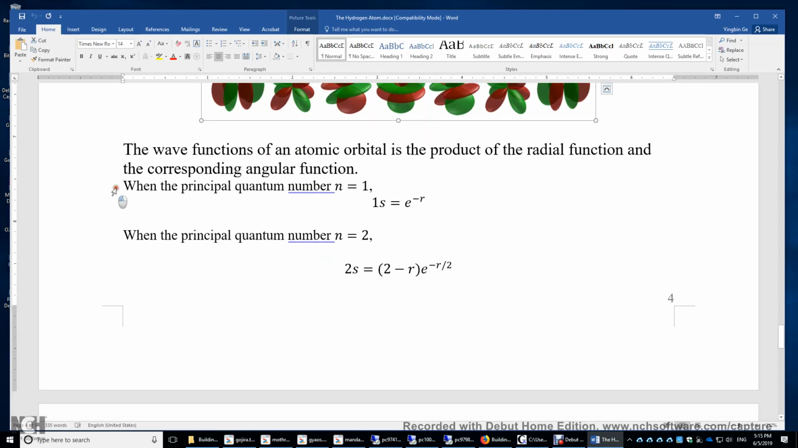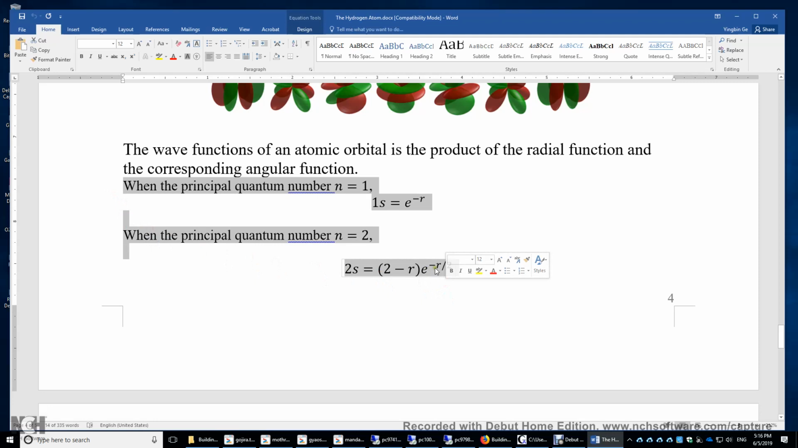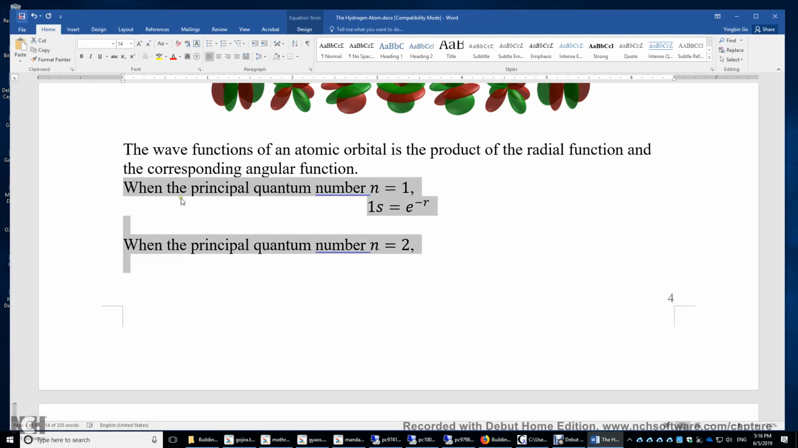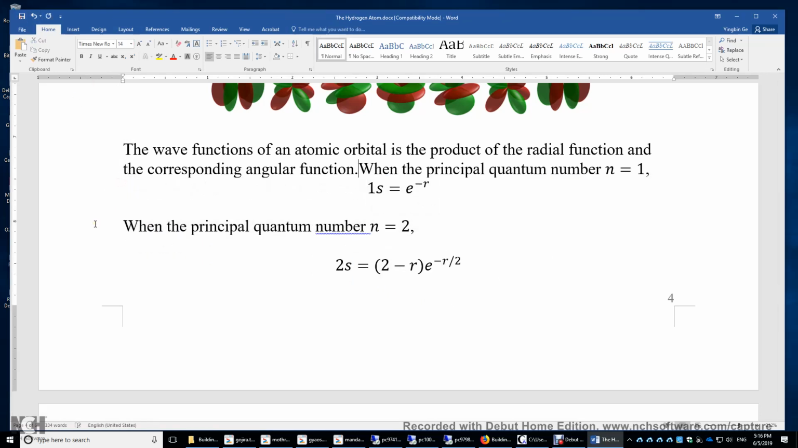And then when the principal quantum number n equals 1, we have actually the 1s orbital. And I'm writing out the unnormalized wave functions for simplicity and convenience. It's just the exponential function e to the power -r. And when this principal quantum number n equals 2, we have e to the power of negative r over 2, and we can see there's a nodal surface. When r equals 2, this wave function becomes 0. Therefore, there's one nodal surface in this 2s orbital.